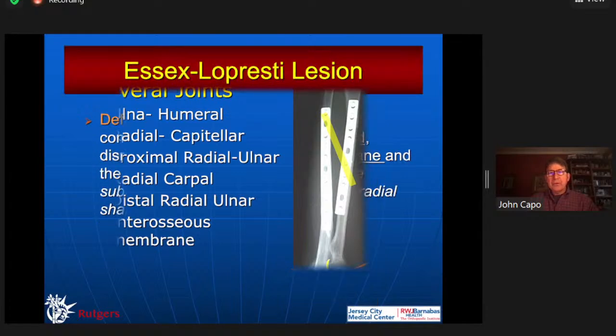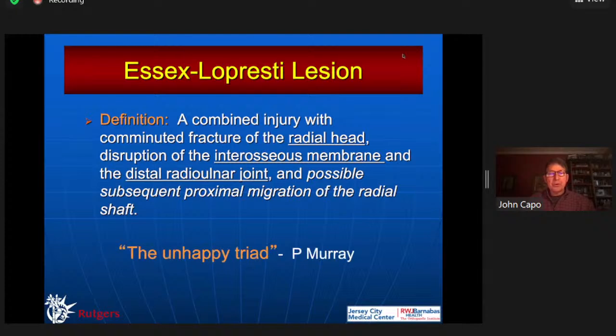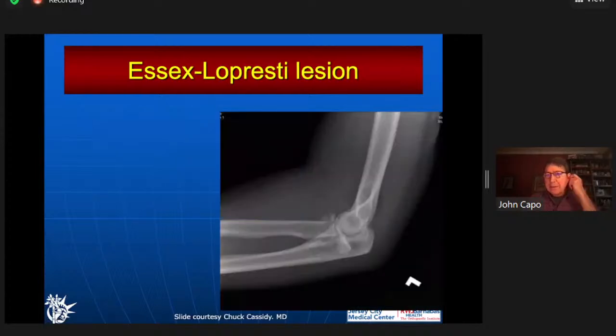So it's very complicated. Essex-Lopresti is a combined injury, as we know, of a fracture of the radial head and disruption of the interosseous membrane and the DRUJ, which would cause acute proximal migration, but it could be subsequent chronic migration. It's been called the unhappy triad of the forearm, and it's a problem. It can be clear, but it can also be subtle.